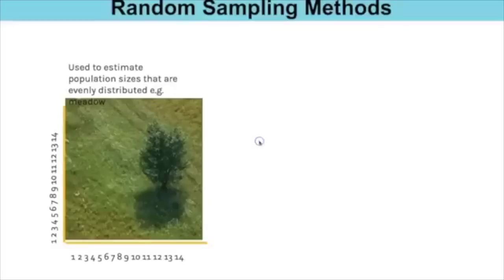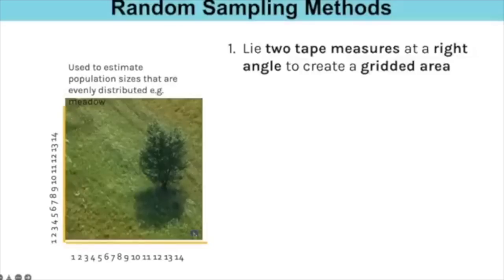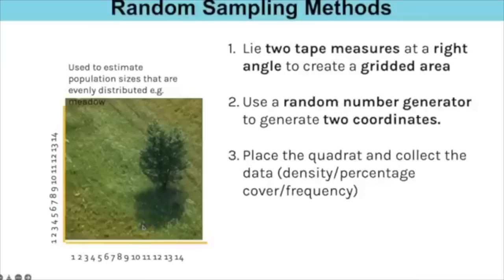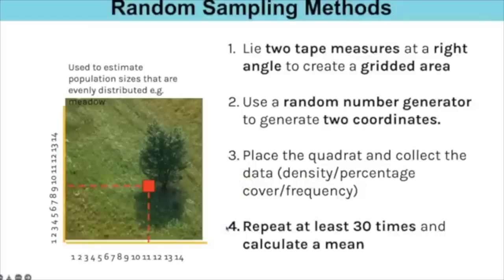So first of all, random sampling. This is when you'd have two tape measures pulled out at right angles to create a gridded area. You would then need to use a random number generator to get two coordinates, and those coordinates indicate where you would place your quadrats. Once you place your quadrat, you then collect the data, and you would then repeat this at least 30 times and calculate a mean.